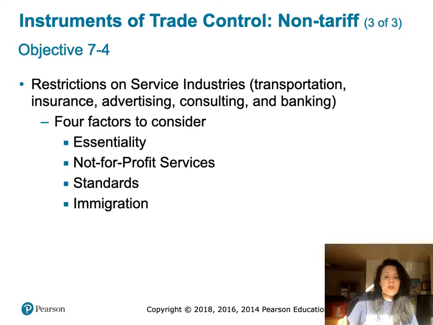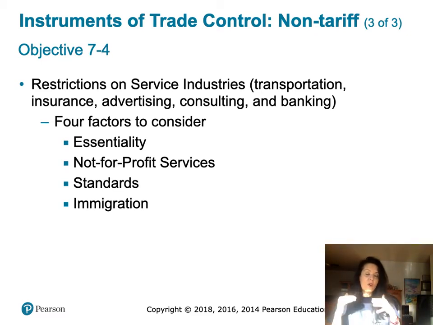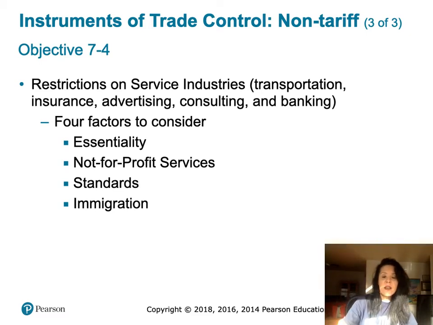In deciding whether to restrict service trade, countries typically consider 4 factors. Okay, so these are some of the factors that motivate countries to impose these restrictions, such as essentiality, not-for-profit services, standards, and immigration. So what is the essentiality argument? The essentiality argument is proposed to justify these kinds of restrictions, right?